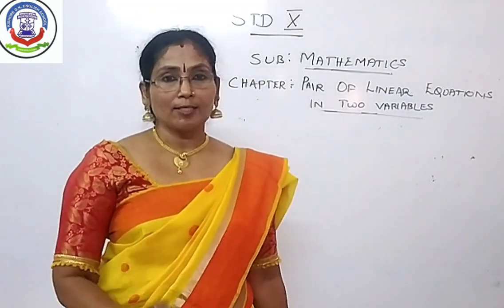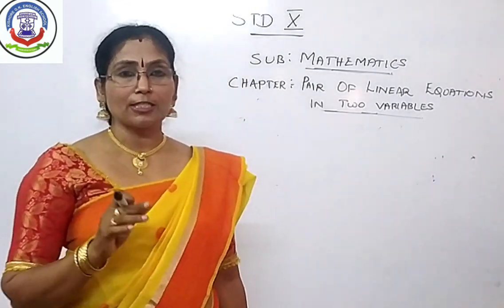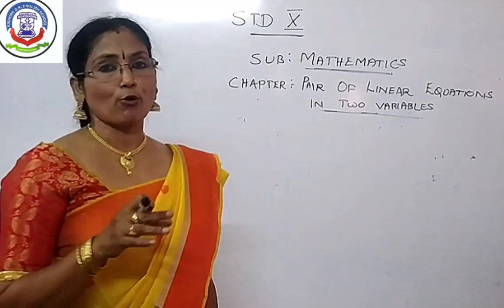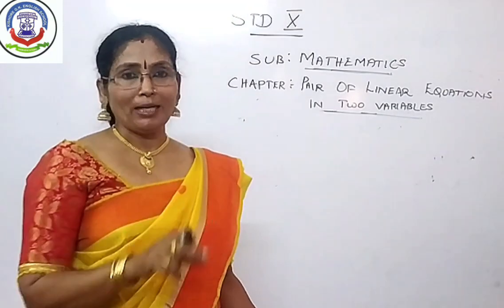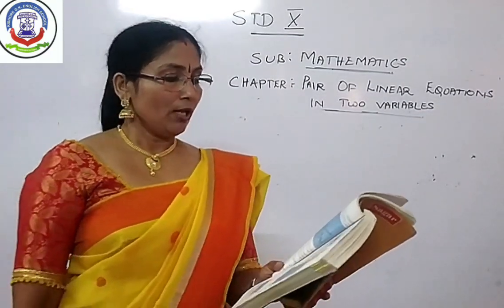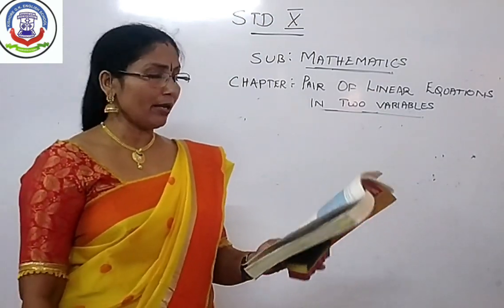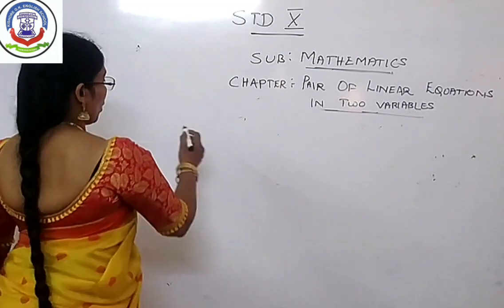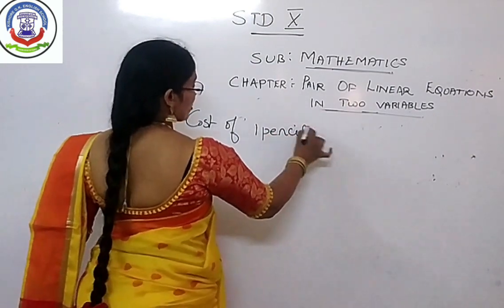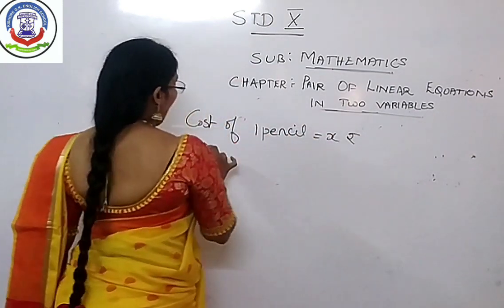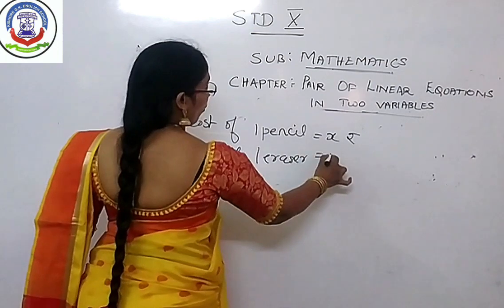So what does it indicate? Here two persons went and both purchased some pencils and erasers for some rupees. Let us make an equation out of that. First of all, take the first statement: Romila purchased 2 pencils and 3 erasers. So you can say that the cost of 1 pencil is X rupees and the cost of 1 eraser is Y rupees.